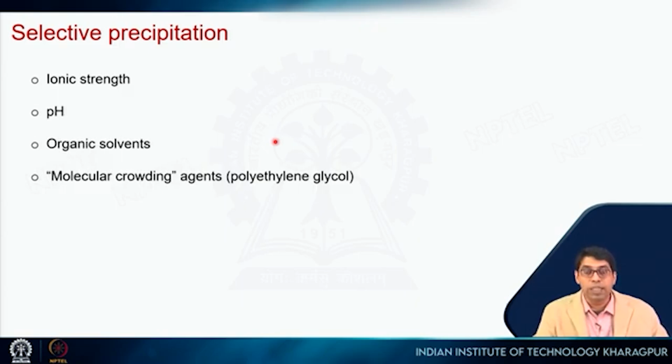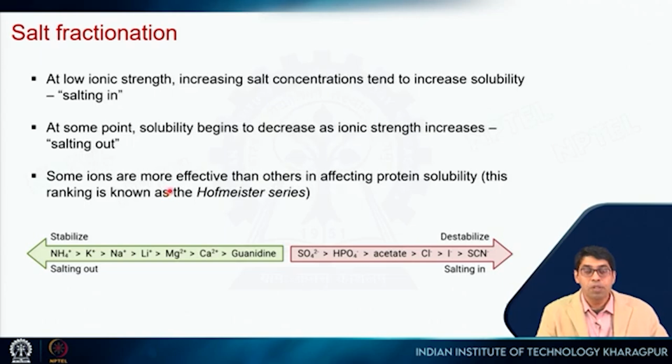Now, selective precipitation can be done by using different ionic strength and pH. If your protein is insoluble at a certain pH, then you can precipitate it by making a buffer at that pH. You can use certain organic solvents. You can also use crowding agents, which can sometimes precipitate out your protein of interest; polyethylene glycol is one such crowding agent. The most common method that is used is salt fractionation, right?